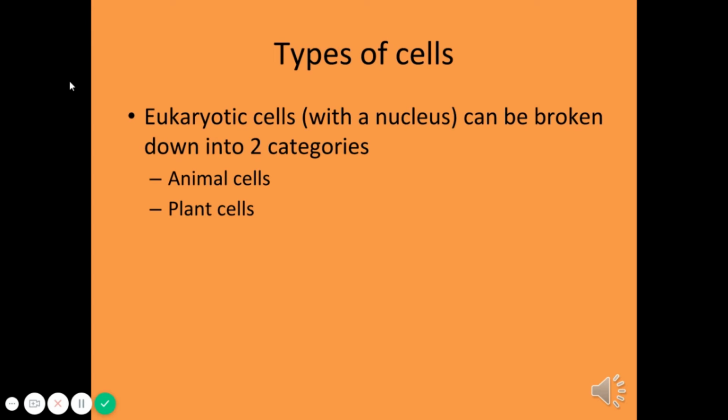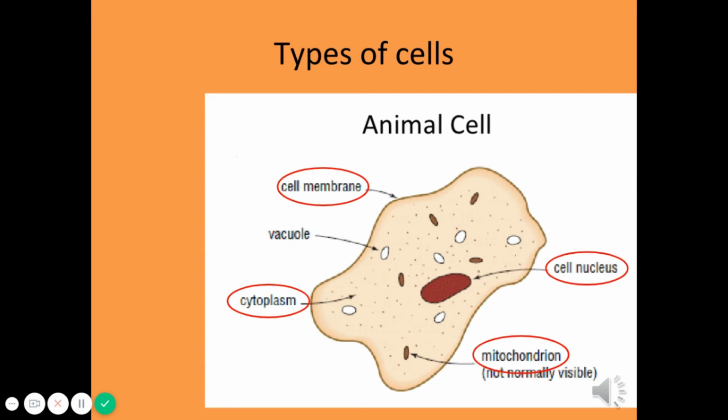Some types of cells we've talked about. First thing was eukaryotic cells. That means with a nucleus or with organelles, and they can be broken down into two categories that we've talked about. Alright, so let's start with animal cells. Let's start with looking at the nucleus.